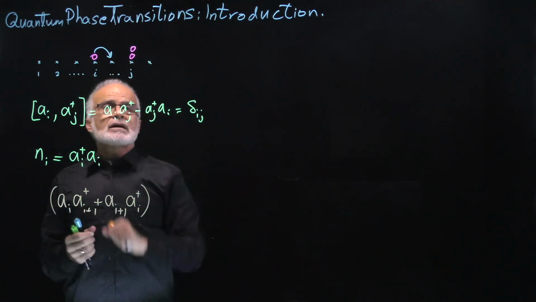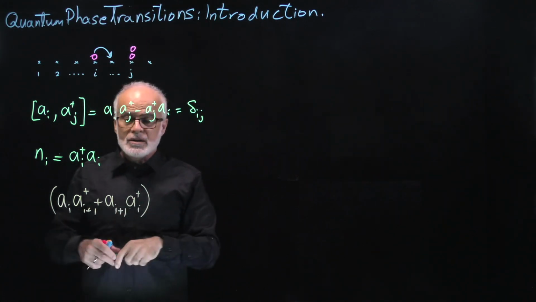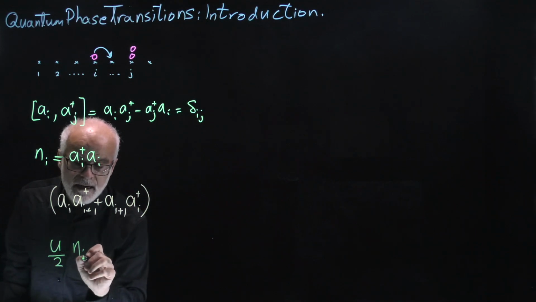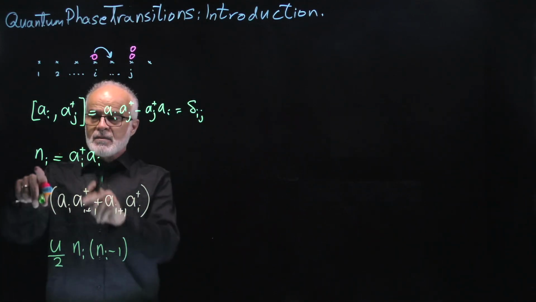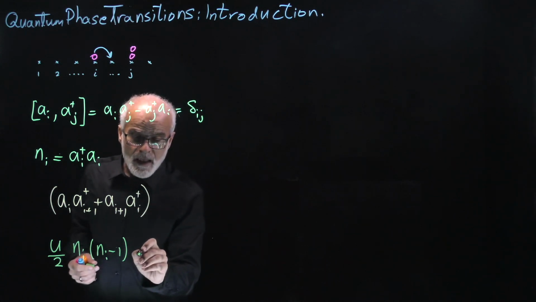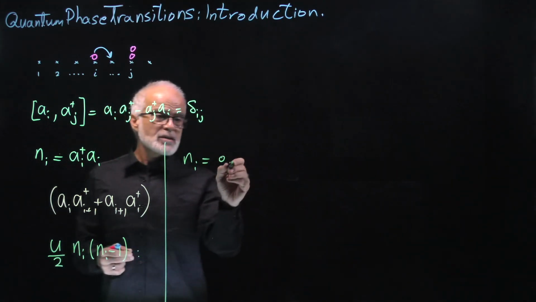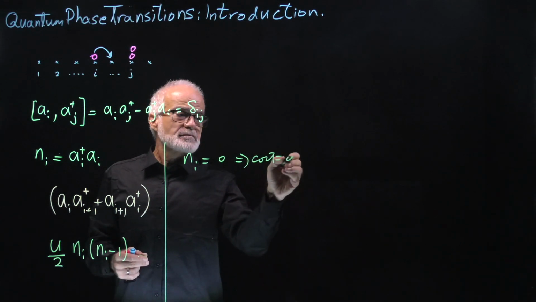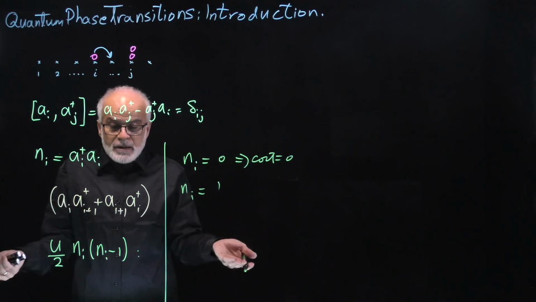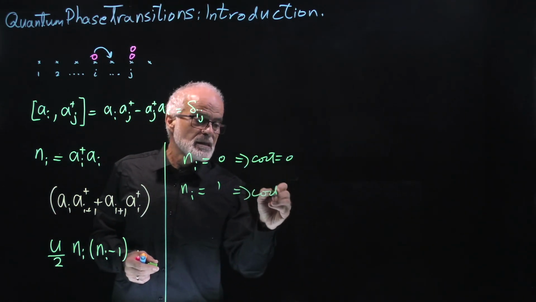Now, what happens when two particles meet? As I mentioned before, there is an energy cost to that. What is that cost? Let us say it is U over 2 times n_i (n_i minus 1). Remember, n_i is the operator that counts the number of particles on site I. So, if n_i is equal to 0, the energy cost is 0, because I have 0 multiplying everything else. If n_i equals 1, I only have one particle on the site. There is no cost in energy. 1 minus 1 is 0. So the cost is 0.